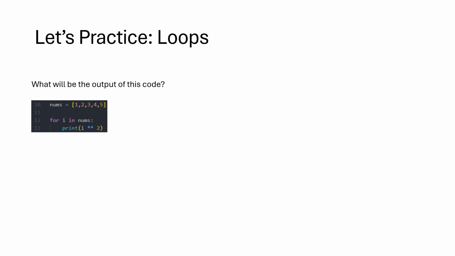So here's how it works for each element. When i is 1, 1 squared equals 1, so we print 1; 2 squared is 4, 3 squared is 9, 4 squared is 16, and 5 squared is 25. So the output will be 1, 4, 9, 16, 25. This example demonstrates how a for loop can be used to perform calculations on each element in a list. So as you can see, these are the outputs. We got the square of each number in the list.